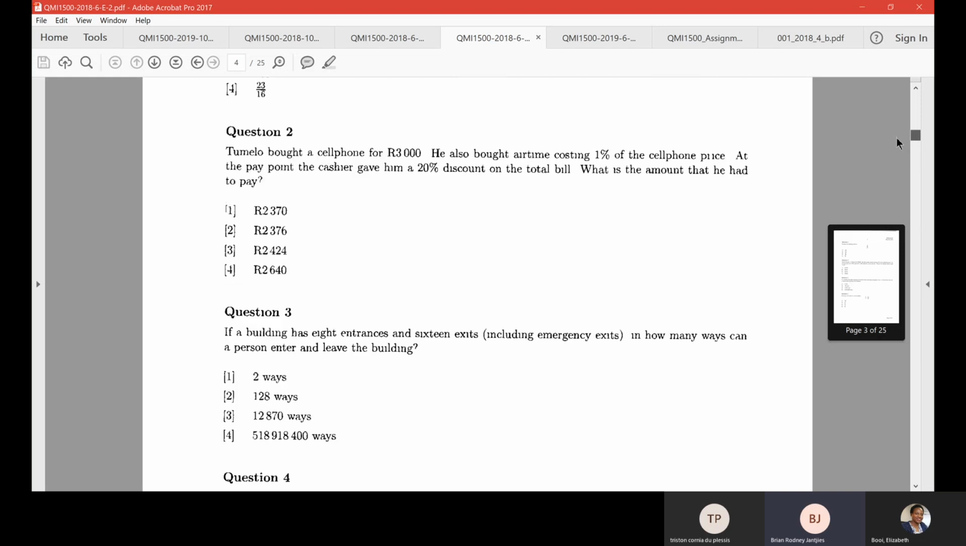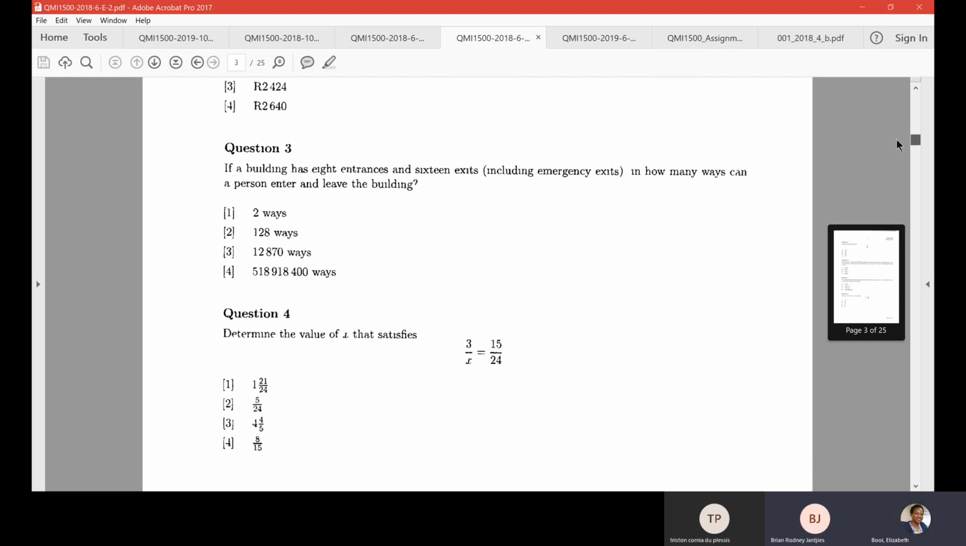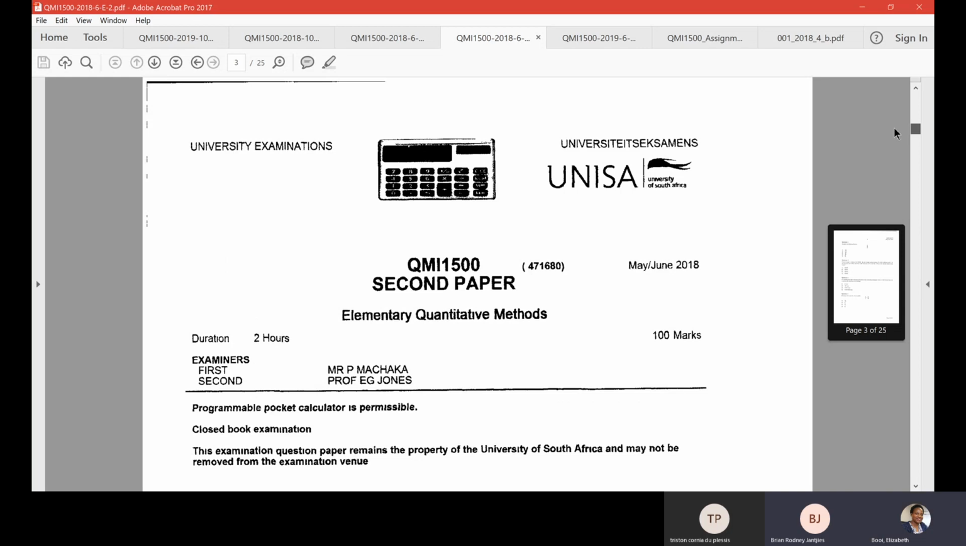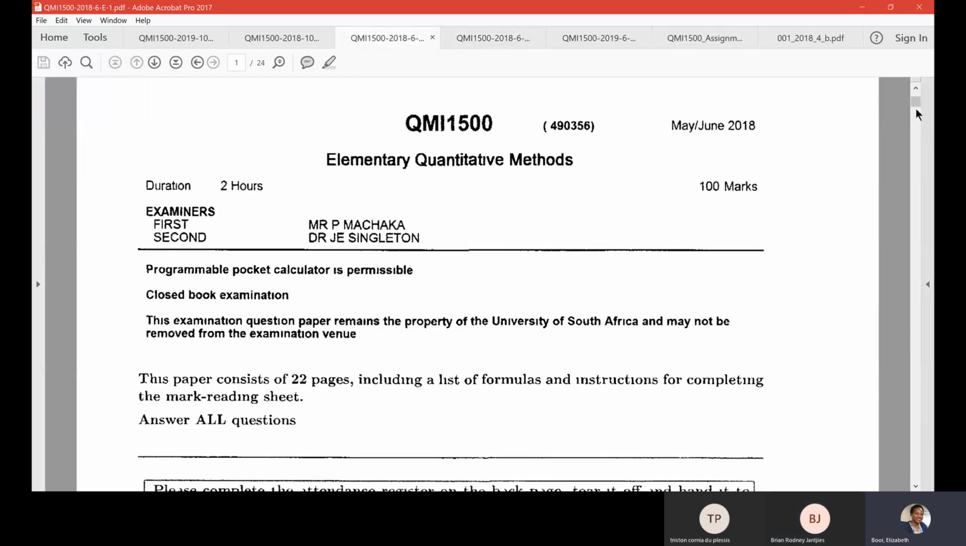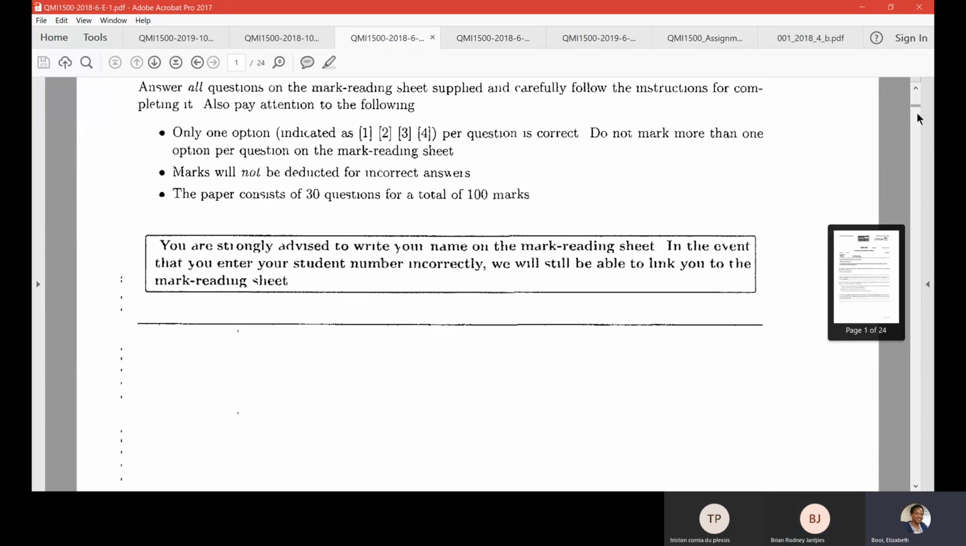Yeah, but it's fine. I'll figure it out. From this exam paper, there were no ratio questions. Let's look at this one as well.